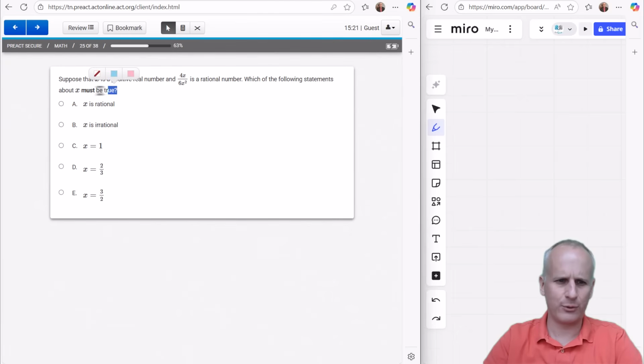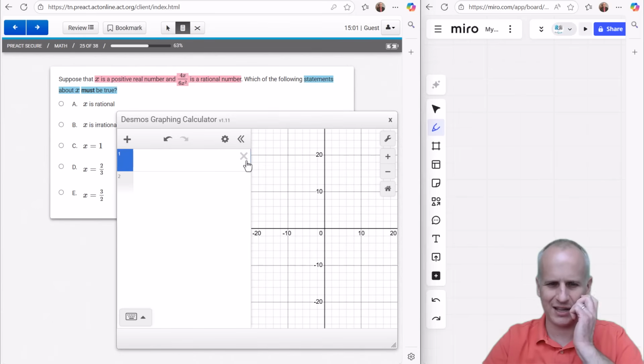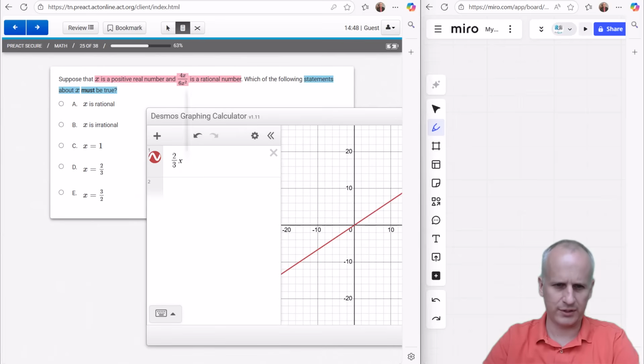Here we're being asked for a statement about x that must be true, so we'll just highlight that for clear reference, and we'll highlight the statements here that x is a positive real number and 4x divided by x squared is a rational number. So I should be able to recognize right now, and again, I can use the graphing calculator to keep track of this, that the x's are going to cancel out, and I'm just going to end up with 2/3 times x. That's all I've got, is 2/3 times x, because 4 divided by 6 is going to reduce down, and then the x's will cancel out 1x with the denominator to the numerator.